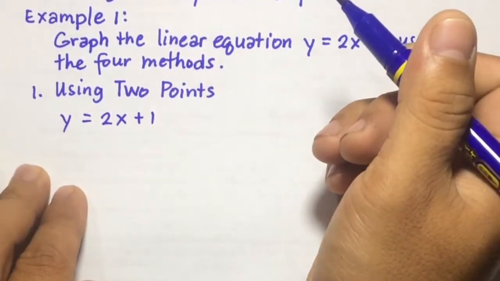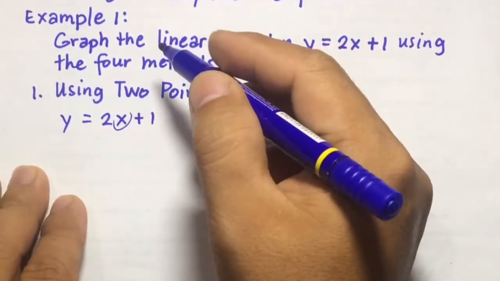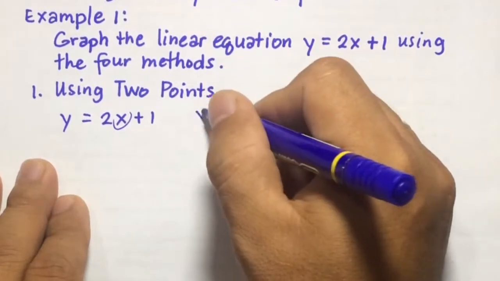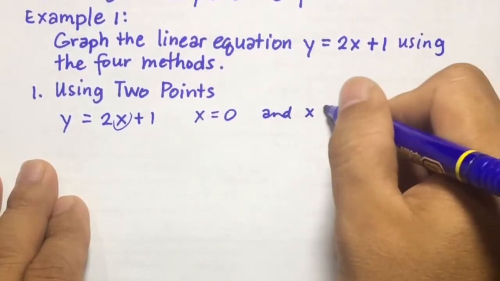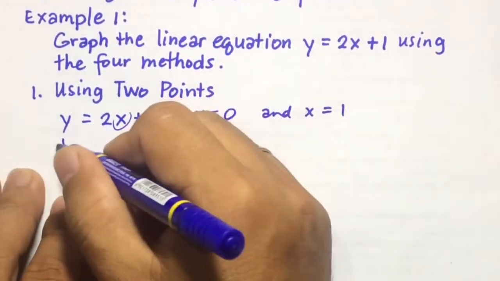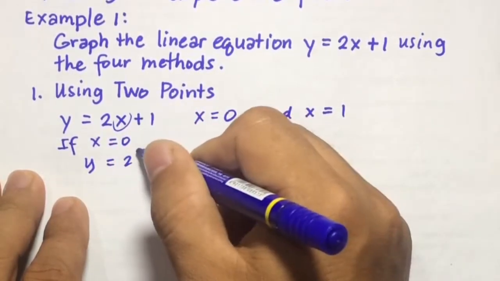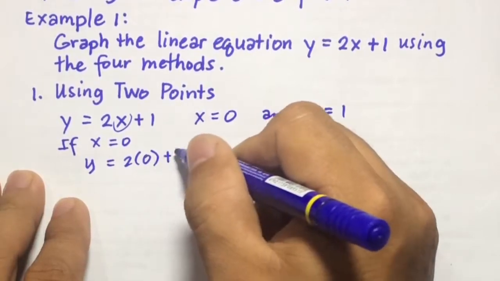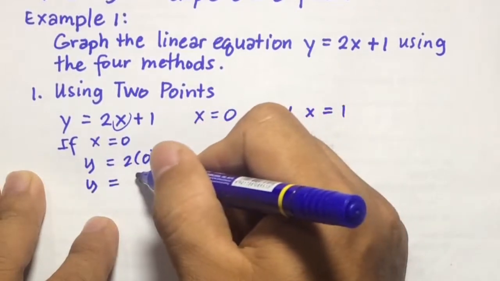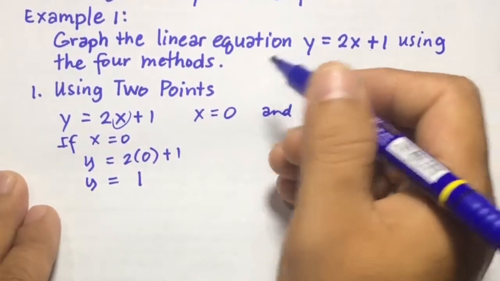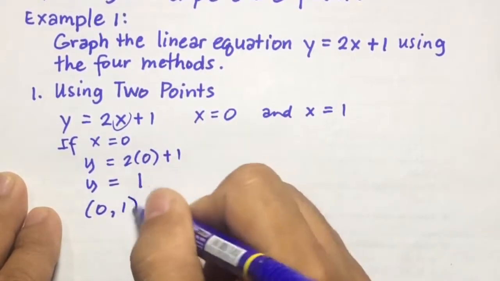So what we're going to do is assign any two values of x in here. So let's say we're going to assign x equals 0 and x equals 1. Now if x is 0, y will be equal to 2 times 0 plus 1. Then 2 times 0 is 0, so y here will be equal to 1. So your first point will be 0, 1.